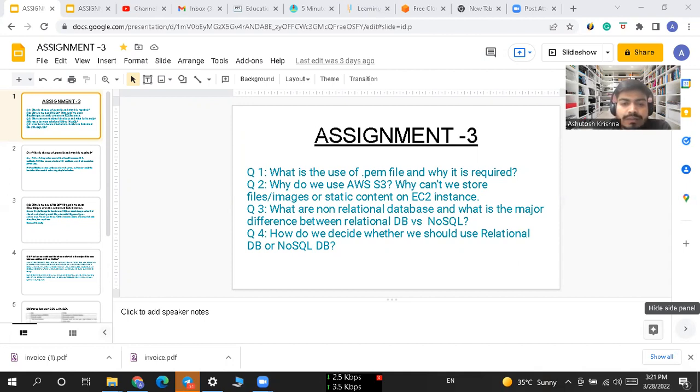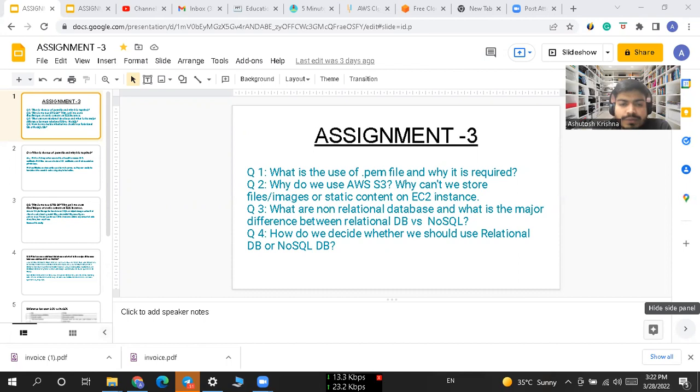So the second question, what do we use AWS S3 for? Why can't we store files or images or static content in EC2? AWS stands for Amazon Web Services and S3 is Simple Storage Service. So it is a special service of AWS. We use AWS because it is flexible, scalable, and has high security. Also, it is a service that we can use from anywhere at any time. We can store or retrieve any amount of data from anywhere at any time. So we prefer AWS S3.